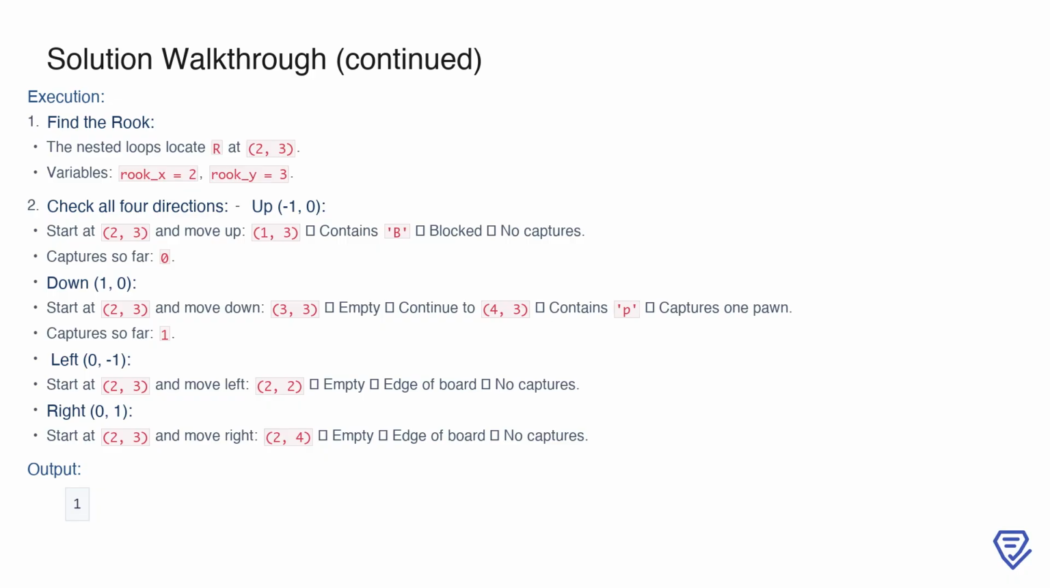finds a pawn. This pawn is captured, bringing the total captures to 1. For the leftward direction, the rook moves to 2, 2, which is empty, and then reaches the edge of the board with no pawns captured. Similarly, in the rightward direction, the rook moves to 2, 4, which is also empty, and continues to the edge of the board without encountering any pawns. Therefore, the total number of pawns captured in this example is 1.